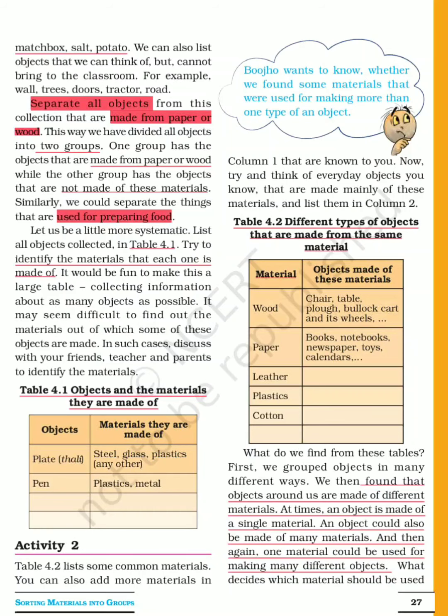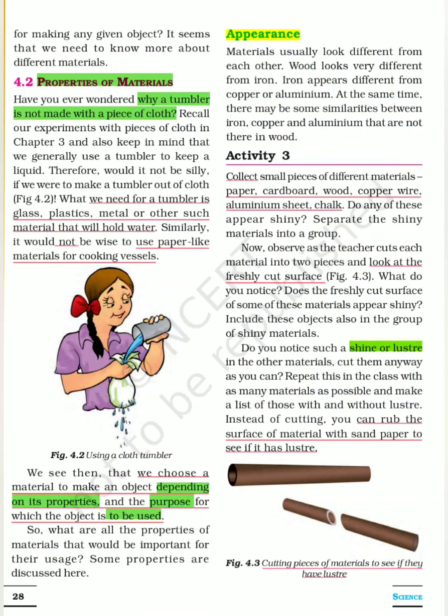Now the question is, what decides which material should be used to make an object? A piece of cloth cannot be used to make a tumbler. A tumbler is a container which can be used to store water. So a tumbler has to be made with plastic, metal or another such material that will hold water. Similarly, we cannot use paper for making cooking vessels. It means we have to choose the materials to make an object depending upon its properties and the purpose for which we want that object to be made.